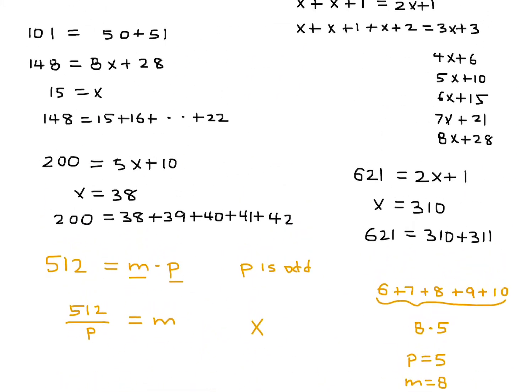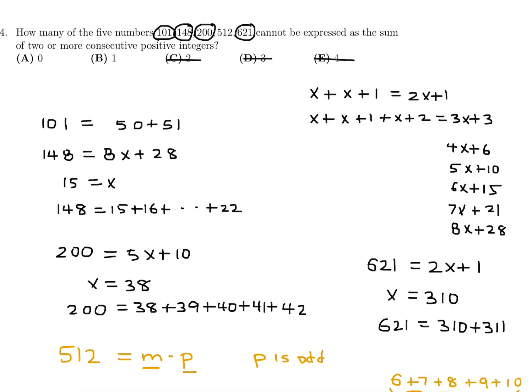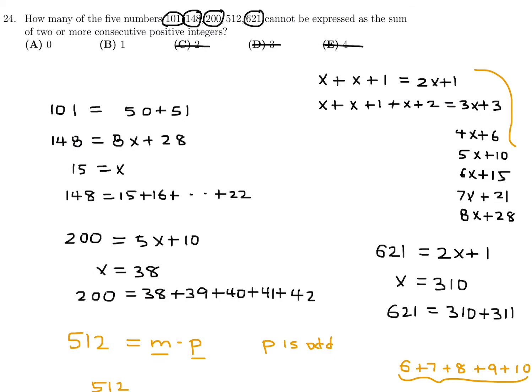So you have a choice. Either you can do it in that sort of scientific way, or you can just do it in the more exhaustive way, but that's really time consuming. So we have shown that 512 cannot be written as the sum of consecutive positive integers, so therefore one of these is the answer. So number 24, the answer is B.